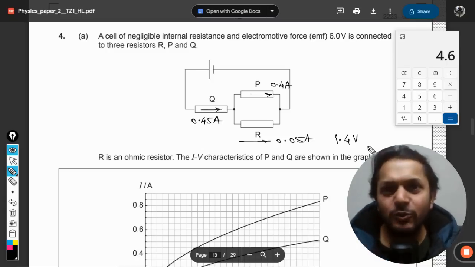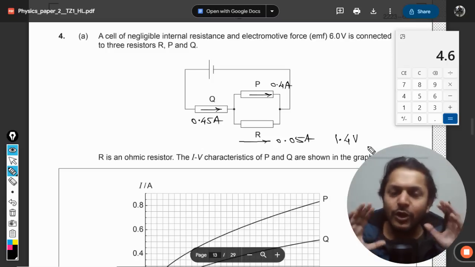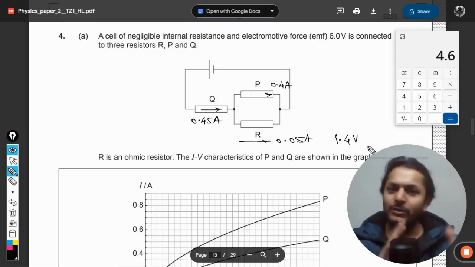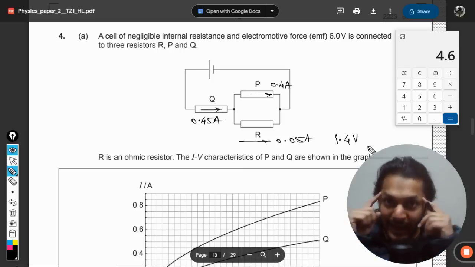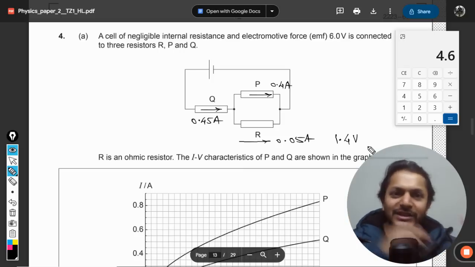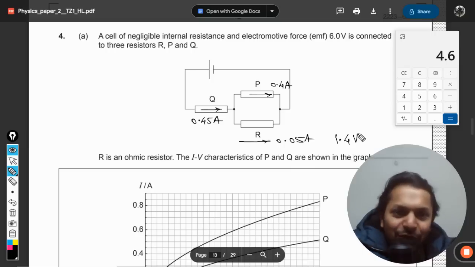I tell you, these paper two questions are not only about the hard disk, how many formulas you remember. It's about your RAM also. So how many things you can keep in your head. So it will be 1.4.